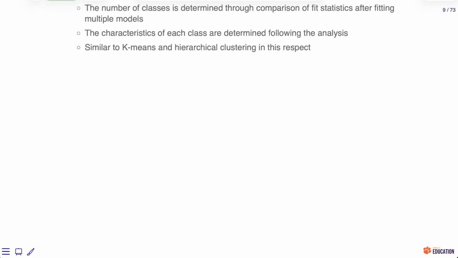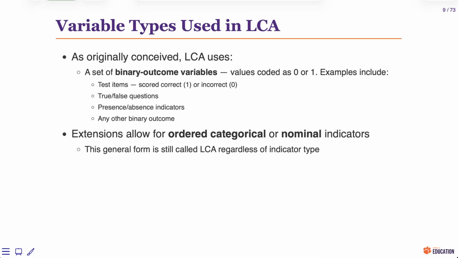The variable types used in latent class analysis, as originally conceived, are a set of binary variables, typically coded as 0 or 1. So these could be test items. The example we use today is from a paper looking at classifying students based on answers to 4 questions on a test, scored correct or incorrect. But these could also be true or false questions, or any other binary outcome you might have.